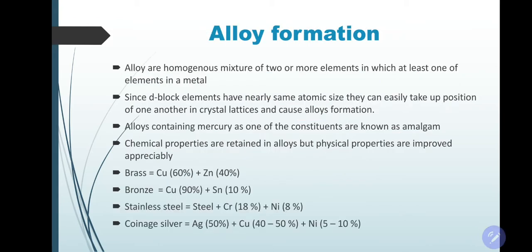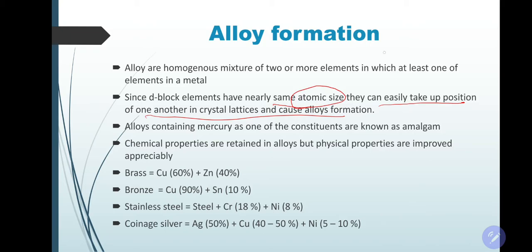What is alloy formation? Alloys are basically homogeneous mixtures of two or more elements. When two or more elements are mixed in a definite proportion, they form an alloy. D block elements, as we have seen, show only a very slight change in their atomic size. So you can see that they have nearly the same atomic size, and they can easily take up the position of one another in the crystal.